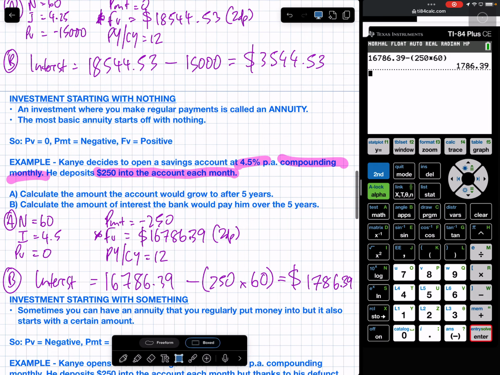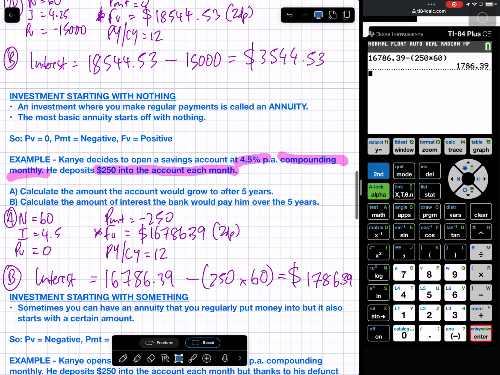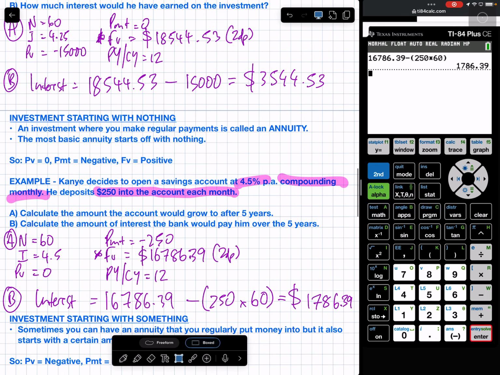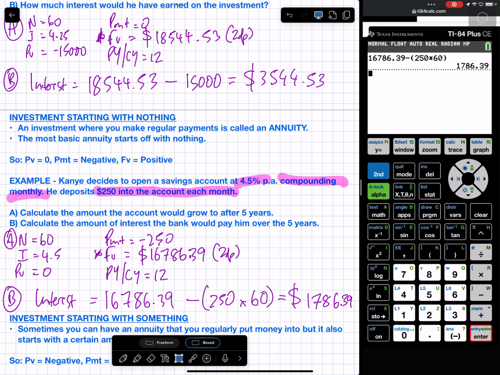I think we could do the investment starting with something with your example, because the only difference would be if you started with something. Let me ask you, if Kanye started with something, let's say Kanye started with 10 grand in this bank account, what would the only difference be? Which variable would change if he started with a certain amount in the bank? The principal. So if he started with 10 grand in there, it would be negative 10,000. Everything else remains the same.